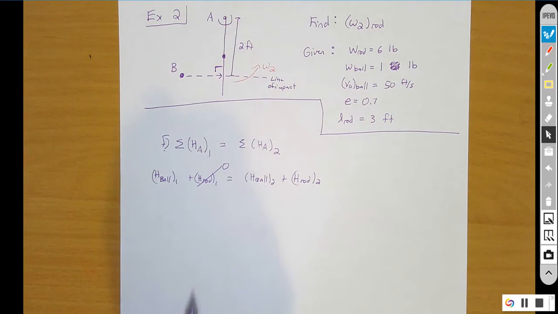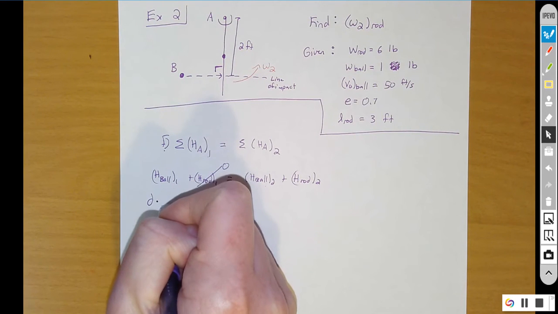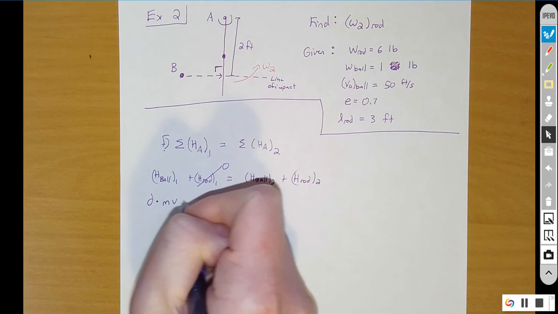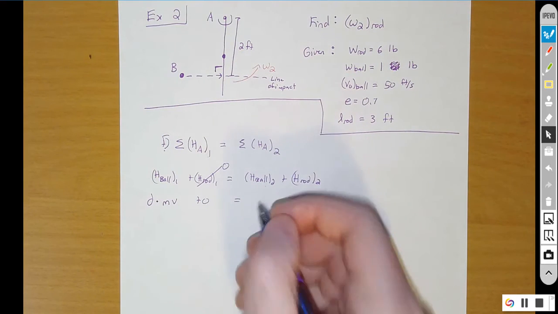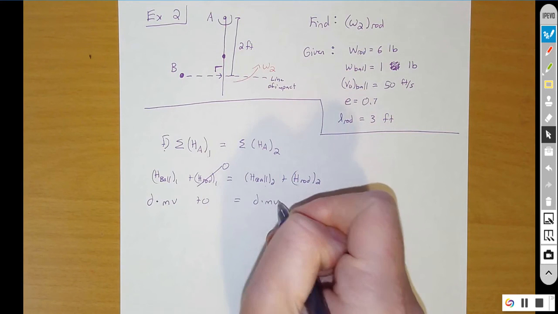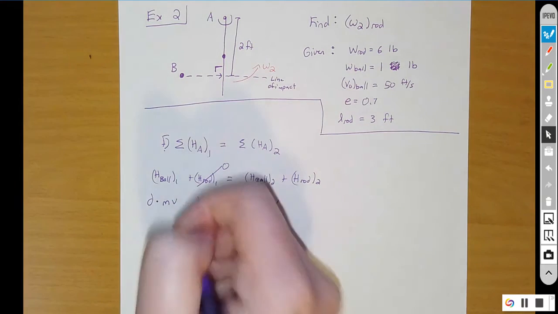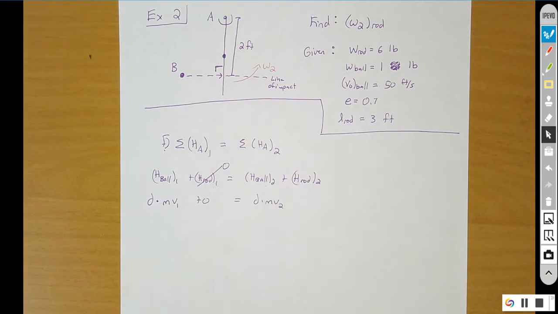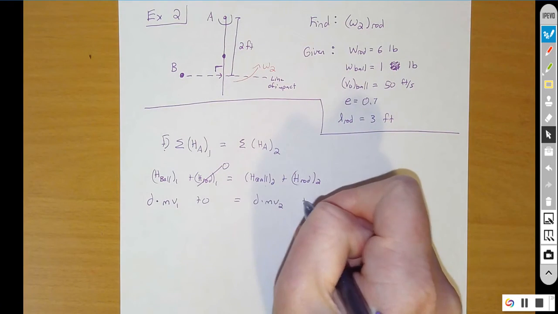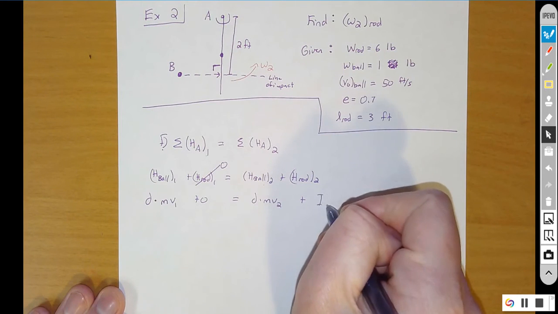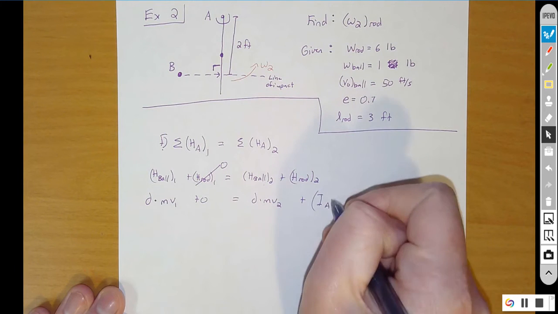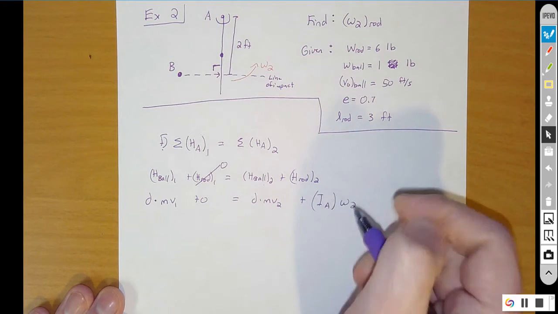So we know the ball. We're going to use dmv again, so distance times the mass times the velocity of the ball. And then plus 0 for the rod at state 1. For the ball at state 2, this is again going to be dmv. So this will be velocity 1, this will be velocity 2. And then for the rod, we can use I_A for the rod and omega 2, which is what we want to find.